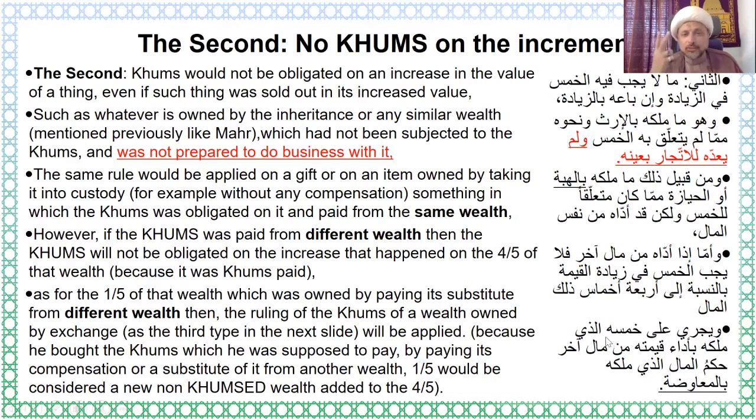وَيَجْرِي عَلَى خُمْسِهِ. Those 2 boxes which you purchased, you paid a substitute for them: الَّذِي مَلَكَهُ بِأَدَاءِ قِيمَتِهِ مِنْ مَالٍ آخَرٍ, which you owned by paying from some other wealth as a substitute. That money, حُكْمُ الْمَالِ الَّذِي مَلَكَهُ بِالْمُعَاوَضَةِ. So these 2 boxes are going to have a different rule. The 8 boxes are exempt from khums. Why? They're khums-paid. So for the increase in the value, there will be no khums on it. These are free boxes.